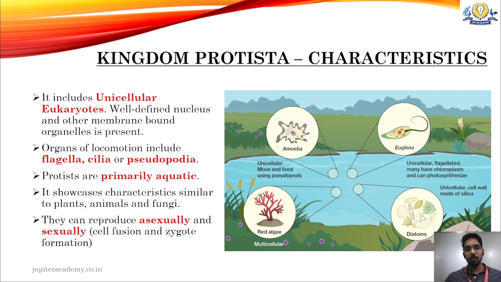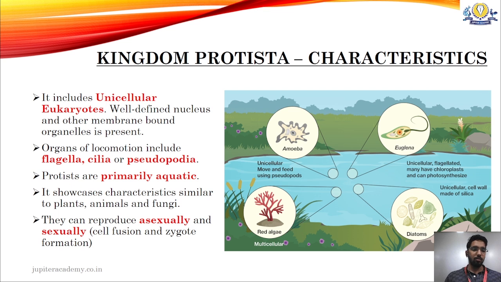It includes all unicellular eukaryotes. These are similar to the Kingdom Monera, the only difference being that the cells are eukaryotic instead of prokaryotic. These are exclusively unicellular organisms. Since they are eukaryotic, they have a well-defined nucleus and other membrane-bound organelles are also present. Organs of locomotion in this group include flagella, cilia, and pseudopodia, and based on these organs of locomotion, kingdom Protista is divided into 4 groups.